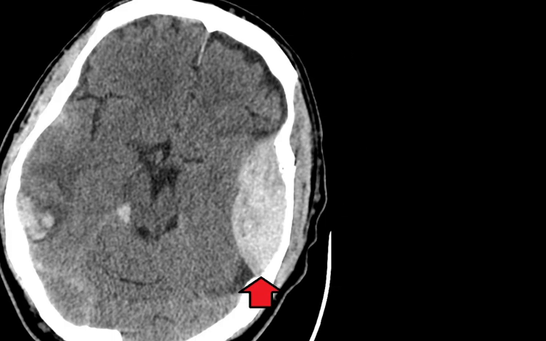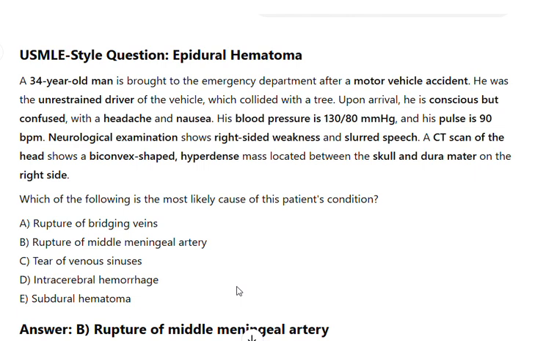His blood pressure is 180 mmHg, and his pulse is 90 BPM. Neurological examination shows right-sided weakness and slurred speech. A CT scan of the head shows a biconvex-shaped, hyperdense mass located between the skull and dura mater on the right side. Which of the following is the most likely cause of this patient's condition?